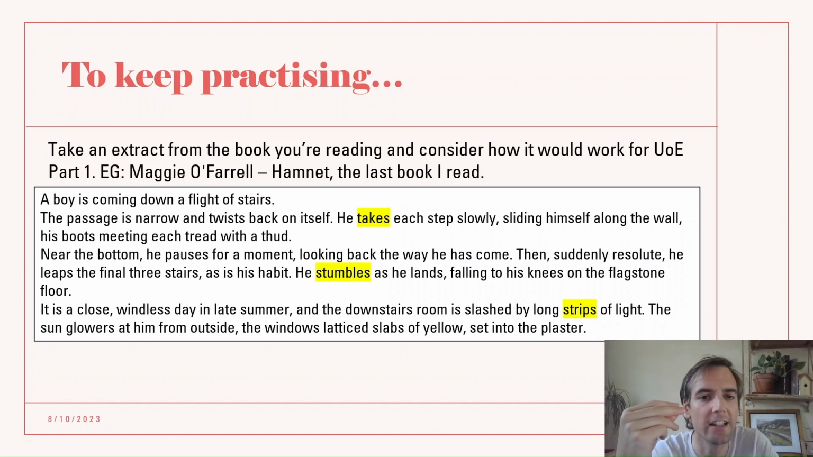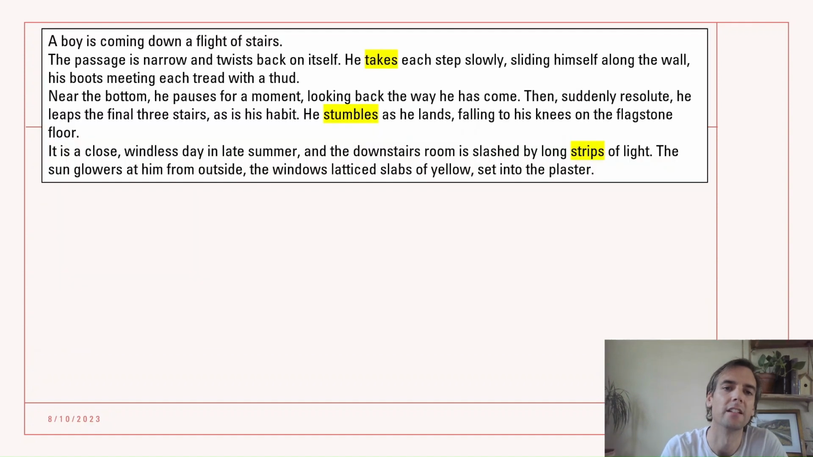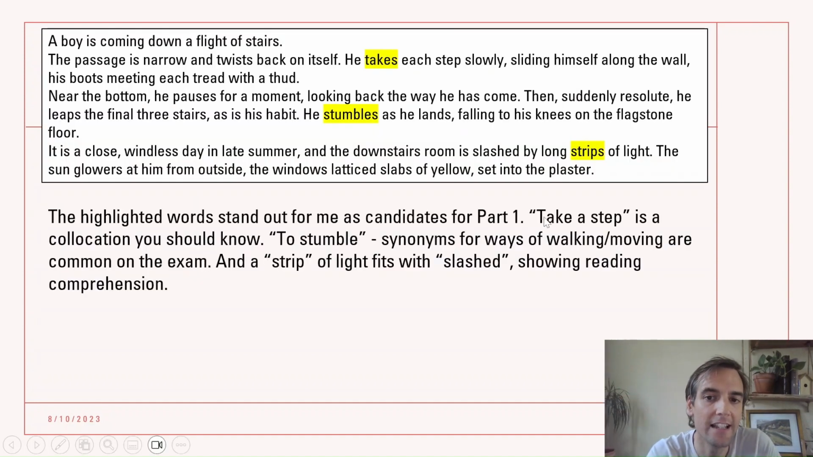So when I'm reading, I'm thinking, what do I need to know if I'm studying C1? So we can see, look, the highlighted words. Takes, because as I've said before, take a step. And in fact, take each step. So even making it a bit more complicated. Very nice. To stumble, like ways of walking, ways of moving, could be on the exam a lot. He's going down the stairs and he stumbles, falling to his knees. So it must be stumbling, as in slightly falling, because it's falling after that. That's my clue. The clue is in the text, like in a real exam, except this is just a bit of a book that I found.